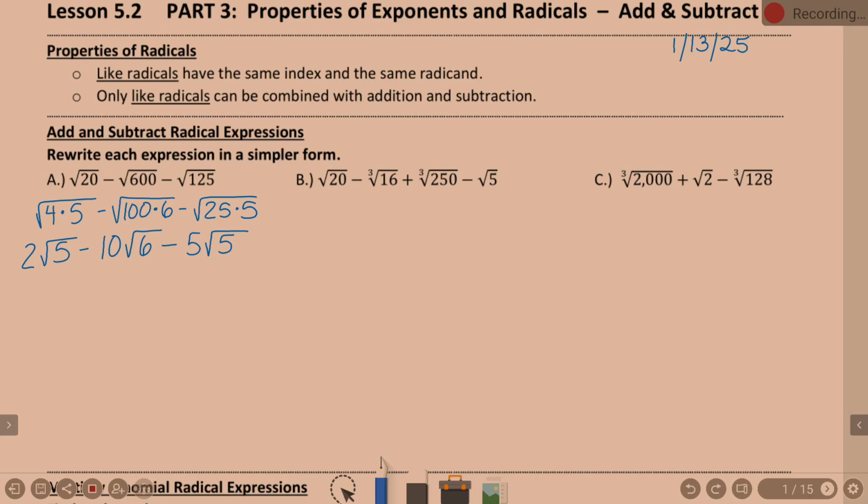As you can see, your first job on these is to simplify the radicals. Now, am I done with this problem? Why not? Do I have any like radicals? Yeah, what do I have? 5, 5. Right there, I have a square root of 5 radical and a square root of 5 radical. Can I put those together? Most definitely. What do you think 2 square root of 5 minus 5 square root of 5 is?